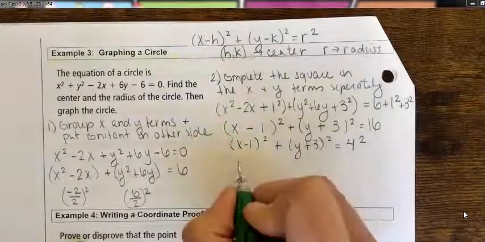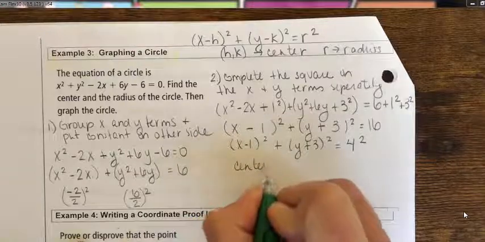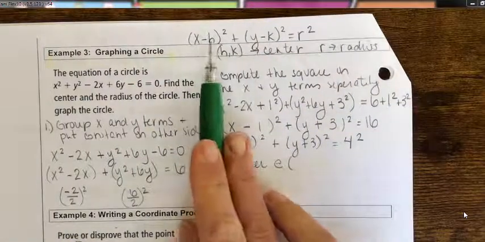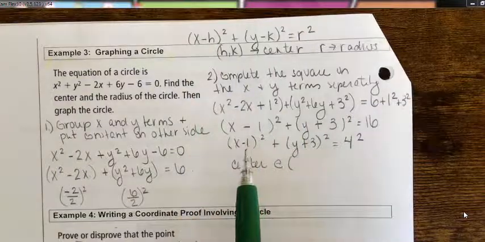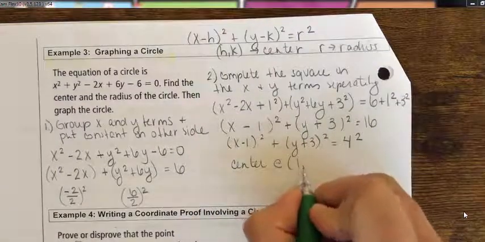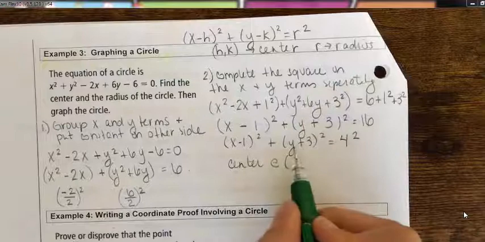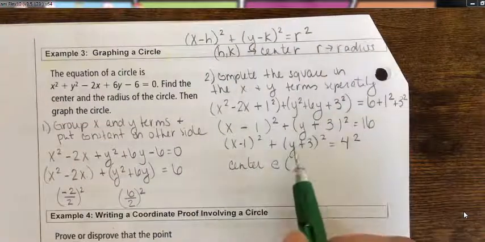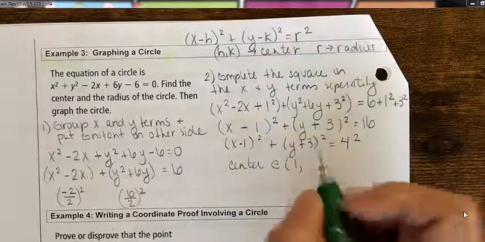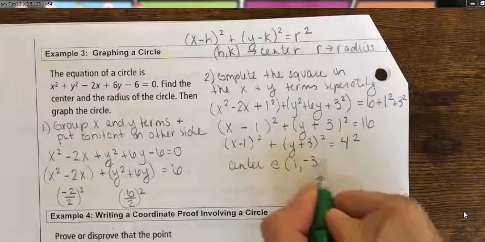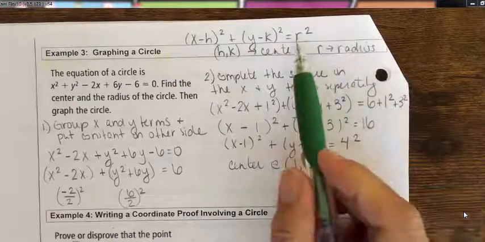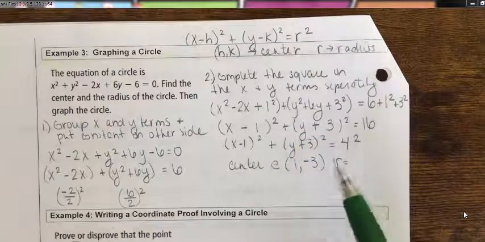All right, so that means that my center is at, okay, well, what's my h? So, right, it's x minus h. Well, this is minus 1, so h is 1. And then y plus 3, well, remember, it's got to be y minus k, so that really would be y minus negative 3. So your k is negative 3. And then your radius is whatever's being squared. Well, that's just 4.